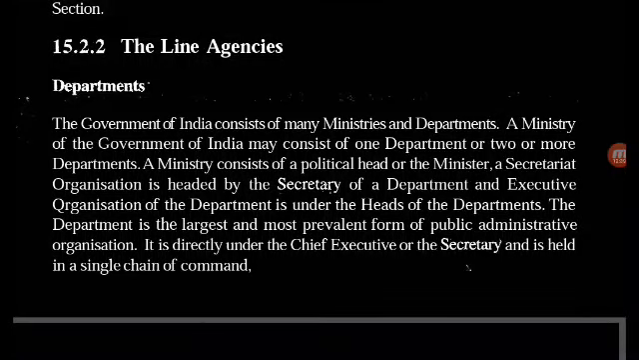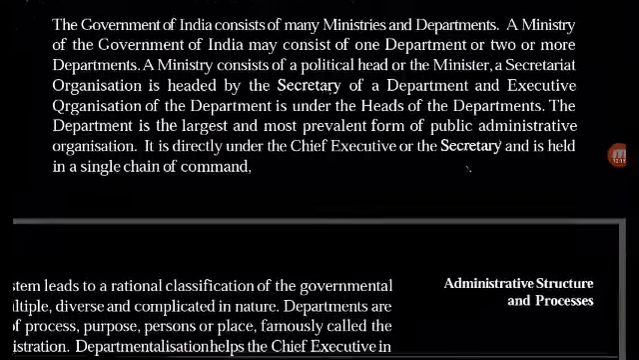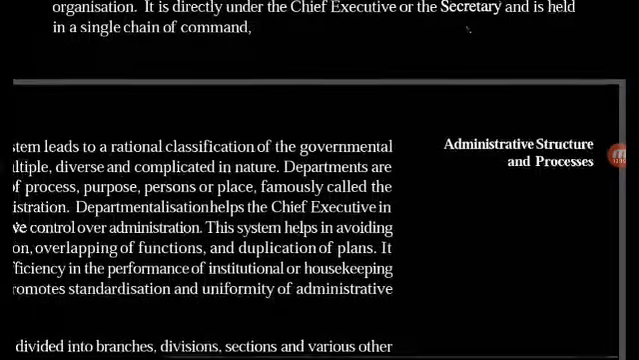The line agencies, department. The Government of India consists of many ministries and departments. A ministry of the Government of India may consist of one department or two or more departments. A ministry consists of a political head or the minister, a secretariat. Organization is headed by the secretary of a department, and executive organization of the department is under the heads of the departments. The department is the largest and most prevalent form of public administrative organization. It is directly under the chief executive or the secretary and is held in a single chain of command.